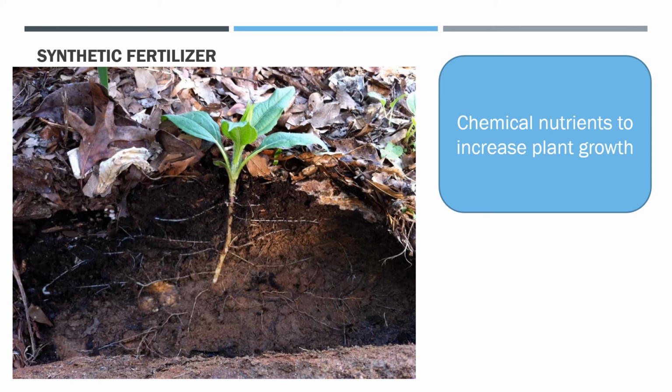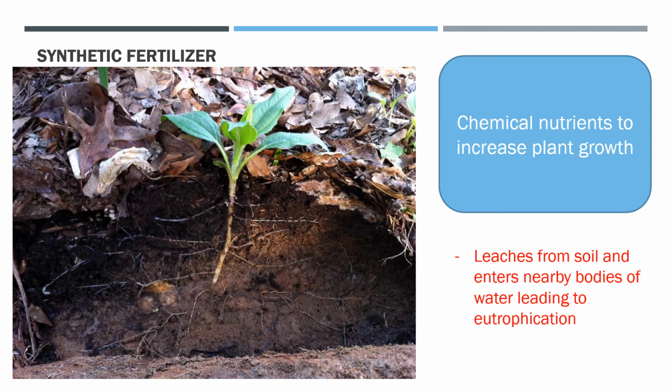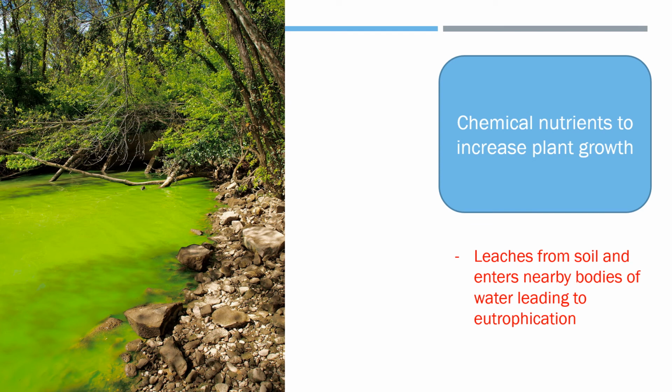I've mentioned synthetic fertilizers a few times, but these are the chemical nutrients we use to increase plant growth. The problem with fertilizers is that they only feed the plant, and the leftovers leach, which is wash out, from soils and enter nearby bodies of water, and this leads to something called eutrophication. Perhaps you've seen a pond like this before. This is a eutrophic body of water, meaning it has excess nutrients and as a result is having an algal bloom, which leads to a whole host of other problems, which I guarantee you will have an entire video on at a later time.